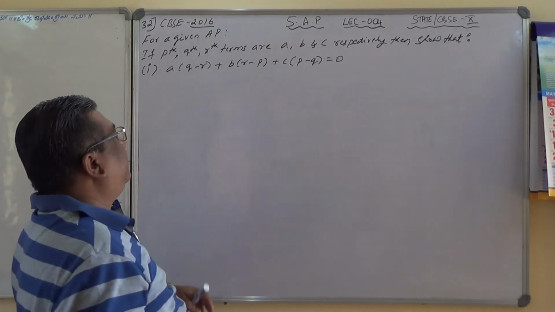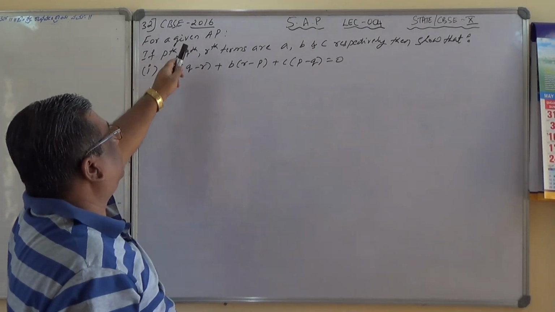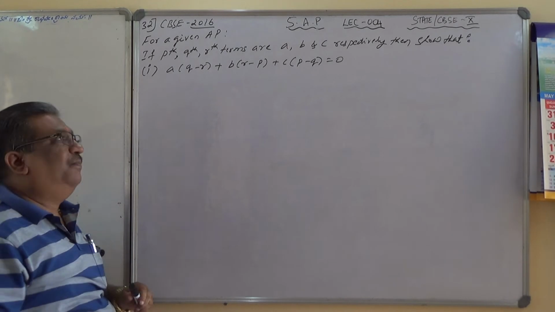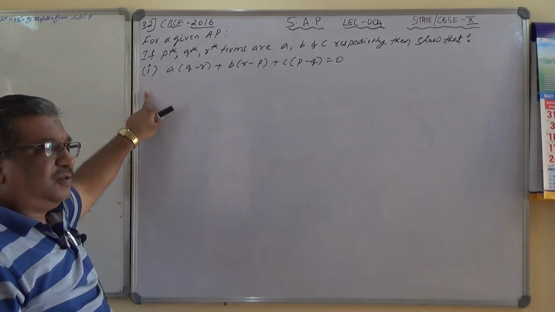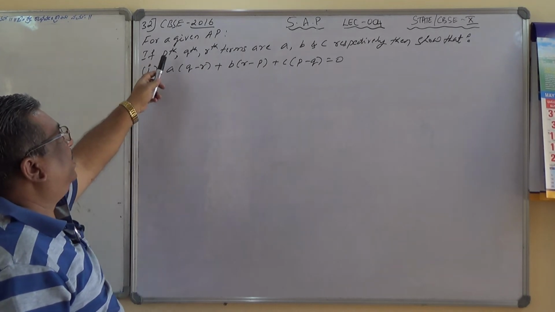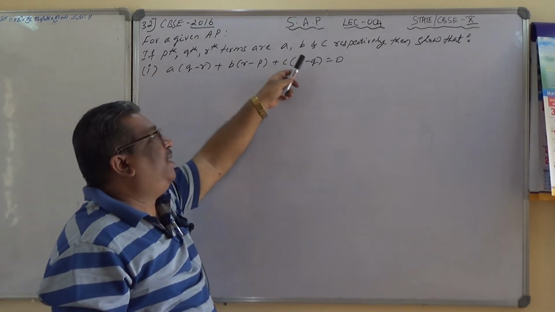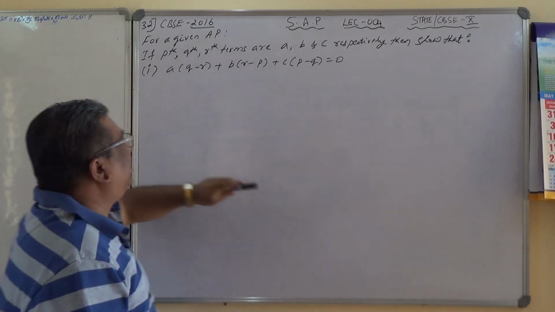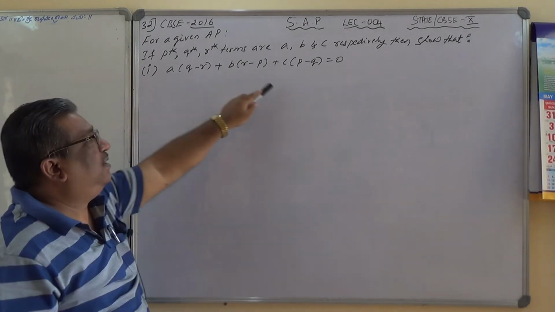Let us take one more typical sum. CBSE 2016, very recent one. There are two parts in this question. First part I am taking: for a given AP, if pth, qth and rth terms are a, b and c respectively, then show that a(q - r) + b(r - p) + c(p - q) equals 0.